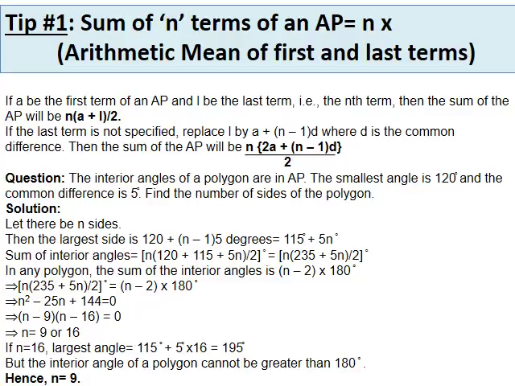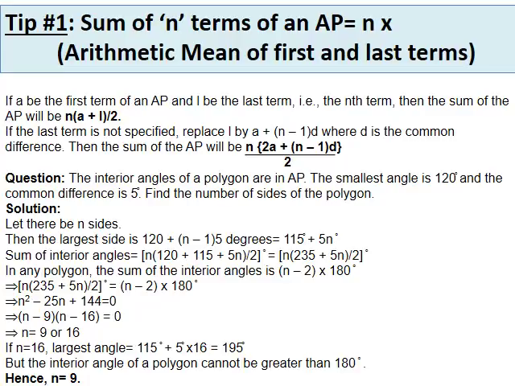Tip number 1. The sum of n terms of an AP is equal to n times the arithmetic mean of the first and last terms. If A is the first term of an AP and L is the last term, i.e. the nth term, then the sum of the AP will be n(A + L)/2.